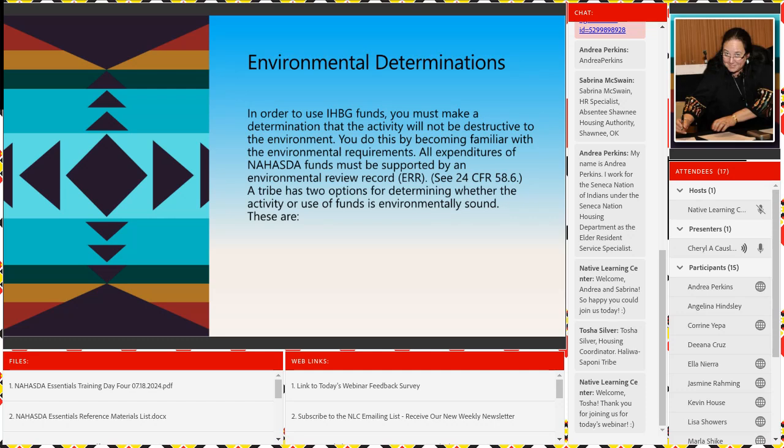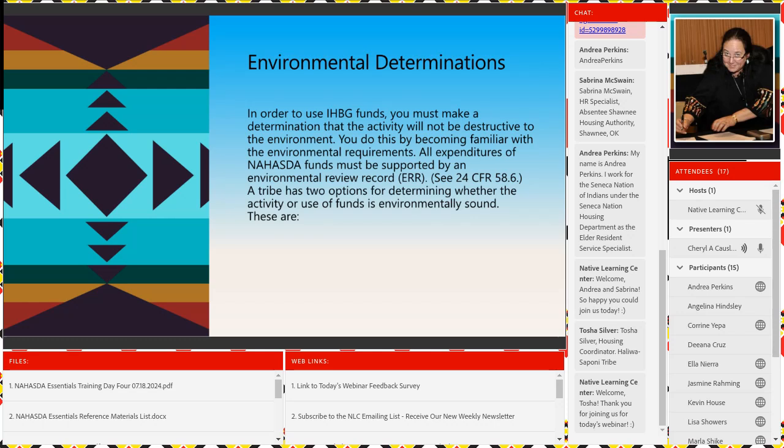Okay, so that's why I was talking about the finance people sometimes not being aware of these and starting to take payroll out and things that you could owe at the time. Got to have all your environmentals done first. You do this by becoming familiar with the environmental requirements. All expenditures of NAHASDA funds have to be supported by an environmental review record, an ERR. You can read about that at 24 CFR 58.6.